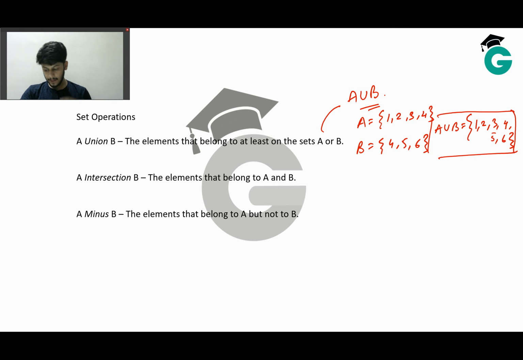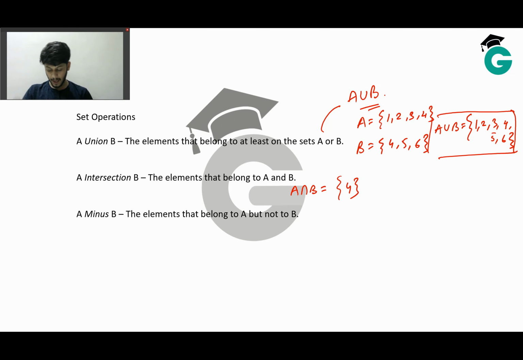Now, what is A intersection B? Intersection means it is in A and in B, so it's in both. It is denoted by this sign. Here only 4 is a part of A and B. So A intersection B is going to be 4.